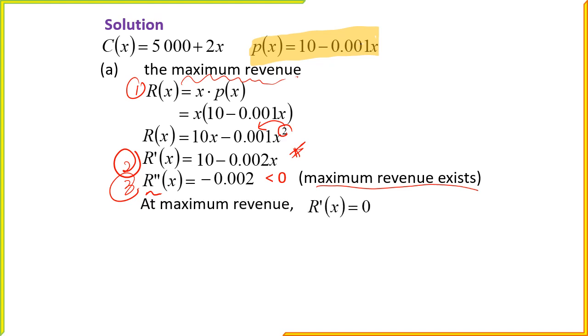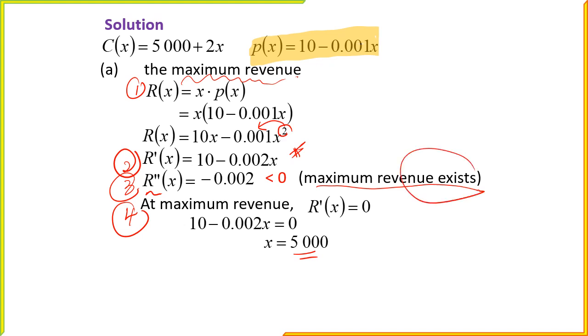We equate R prime x with 0. So R prime x equal to 0, so 10 minus 0.002x equals 0, so x is equal to 5,000. So the maximum revenue exists when the quantity sold is equal to 5,000 units. In order to get the maximum revenue, we need to sell 5,000 products. Okay, so now what is the maximum revenue? This is not indicating the maximum revenue yet.